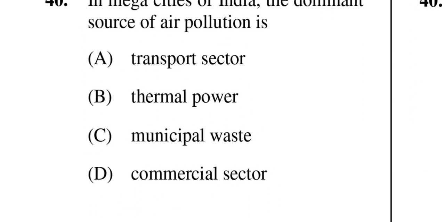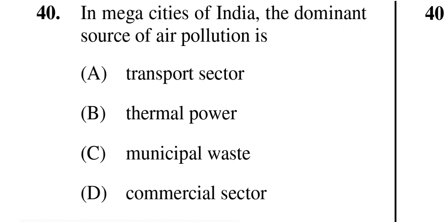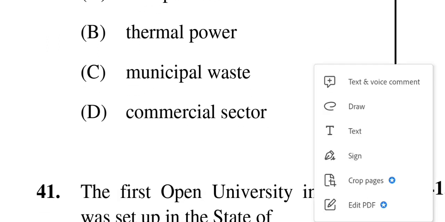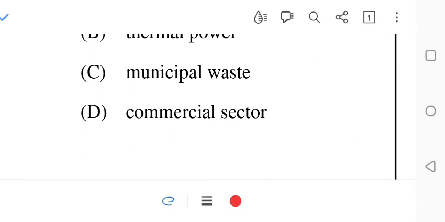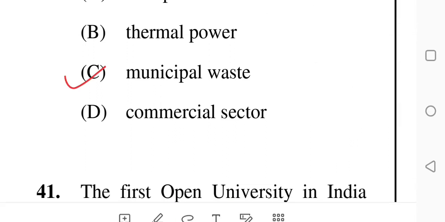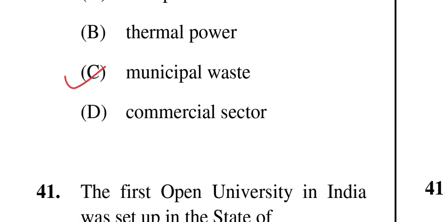Number 40 says, in mega cities of India, the dominant source of air pollution is what? Transport sector, thermal power, municipal waste, commercial sector. So the correct answer is municipal waste. You must have seen tons and tons of municipal waste dumped around the city, around the town, and a very dirty smell comes out from that place. That's us. We are human beings. We do not care about the environment, unfortunately.